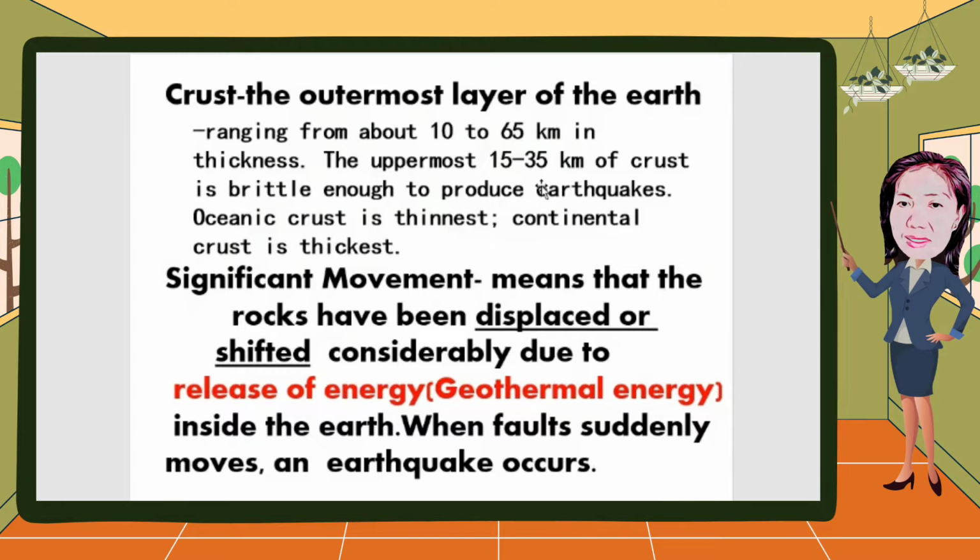And there are two types of crust. We have the oceanic crust and the continental crust. The oceanic crust is the thinnest crust. You can find this one on the ocean floor. Continental crust is the thickest among the two. So these are the crust found on land without water. So when the fault suddenly moves, an earthquake occurs.